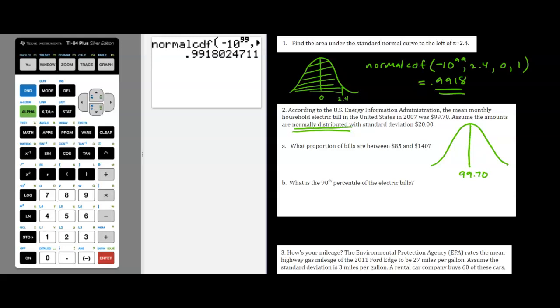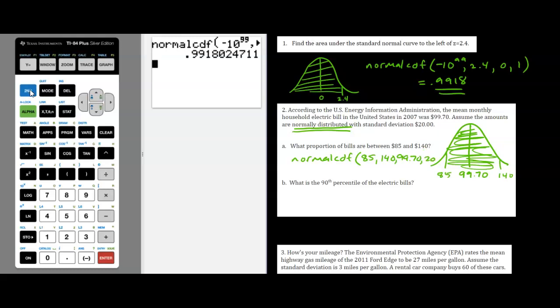And now we can plot 85, it would be on this side, and we know that 140 is going to be on this side. And if we're looking for the proportion of bills between those values, then we're looking for this area in here. And we know, again, to find an area, to find a probability, we're going to use normal CDF. So I would say normal CDF, my lower bound is 85, upper bound is 140, mean is 99.70, and the standard deviation they give us is 20.